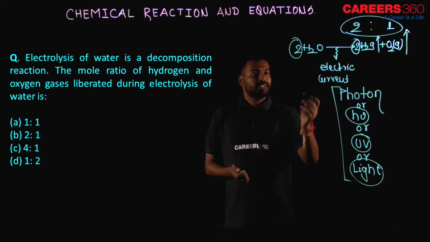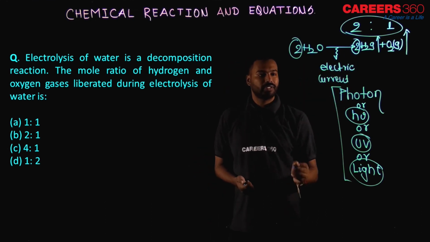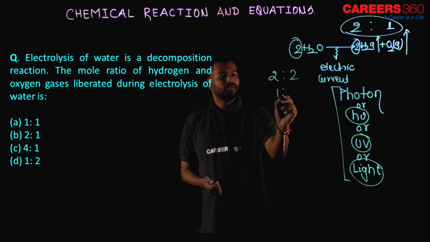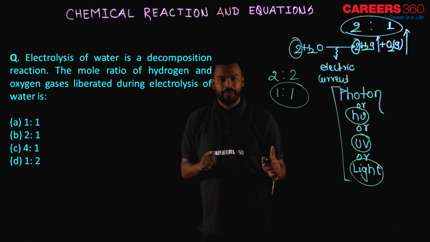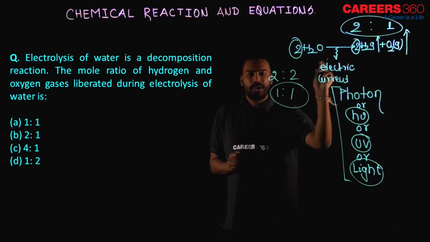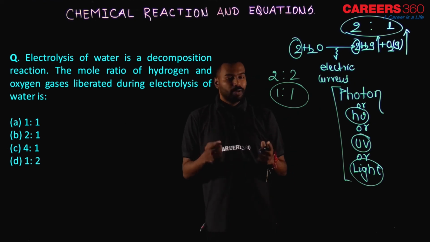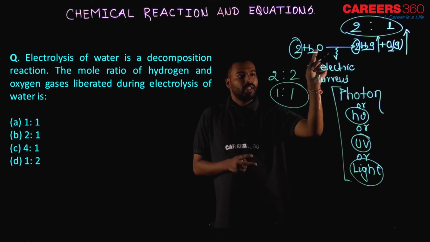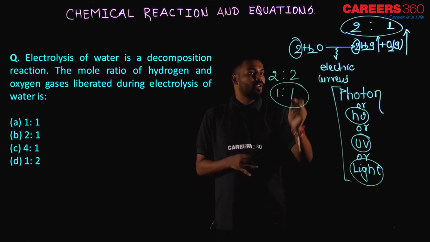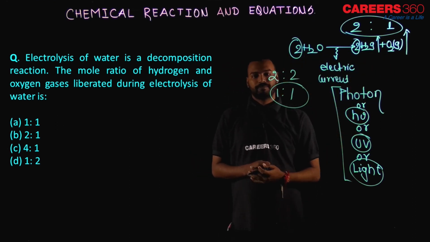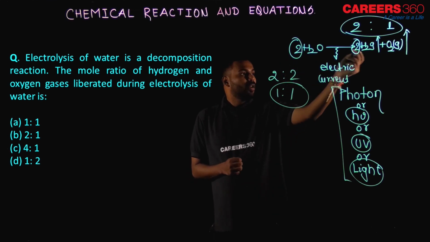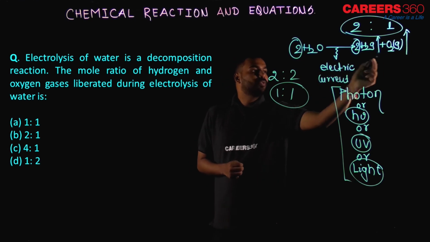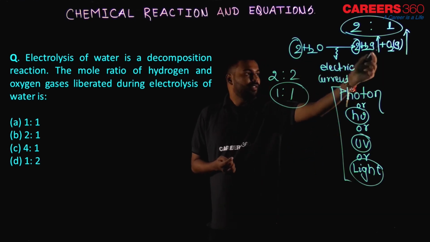What they can do, they can ask the molar ratio of water and hydrogen. What is this? This is 2:2. And 2:2 means simply what? 1:1. So 1:1 is the answer if they talk about the water and hydrogen molar ratio. Okay, now you tell me, what is the molar ratio in the electrolysis of water if the molar ratio is asked for water and oxygen? Water and oxygen produced. What is this? That is 2:1. Yes or no? 2 water and 1 oxygen.